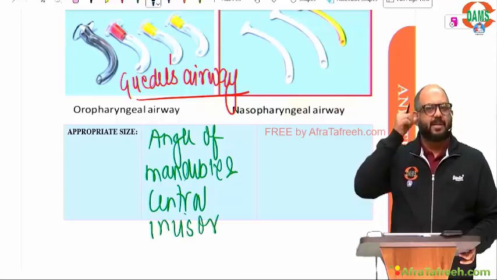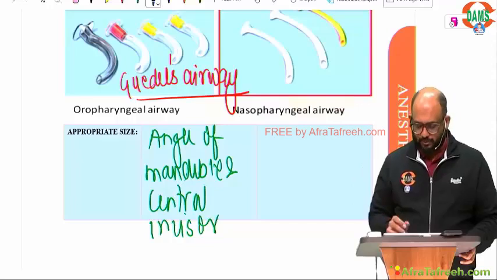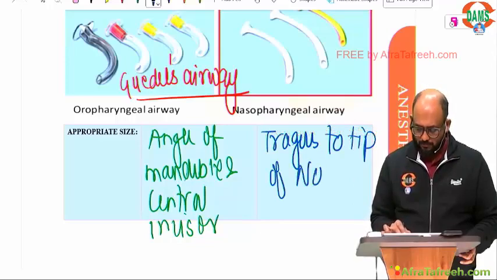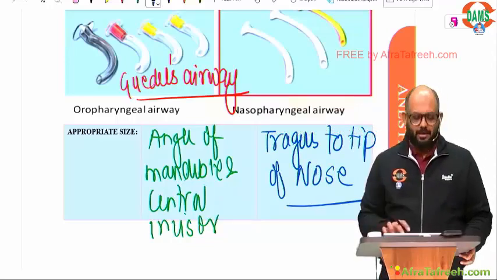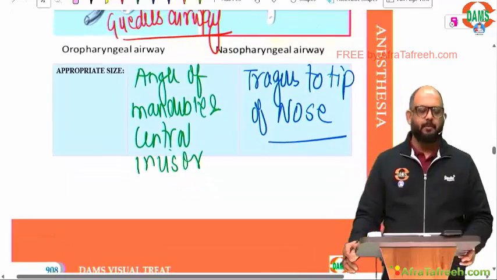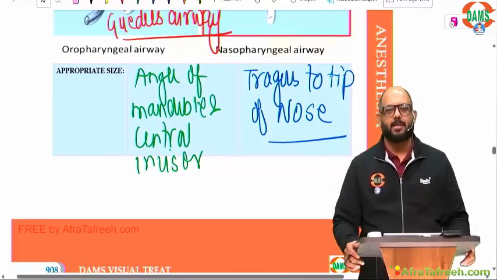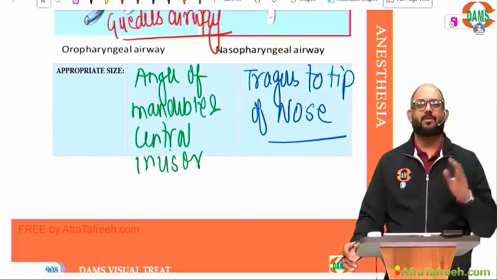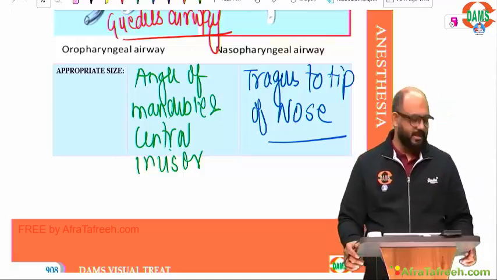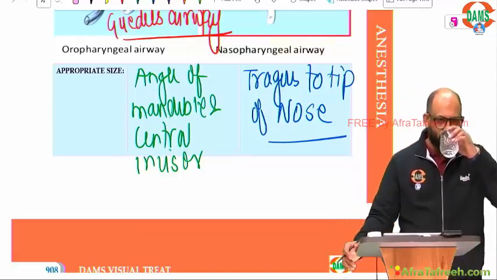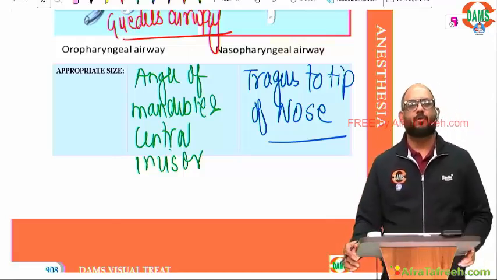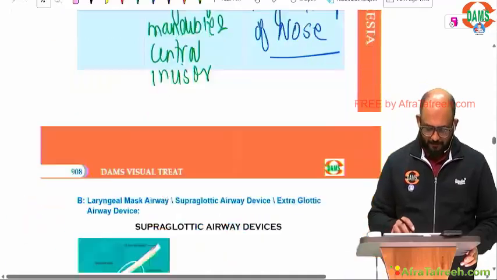For nasopharyngeal airway, tragus to tip of nose. That is the most important question that is being asked in this topic. Tragus to tip of nose. That is choosing the correct size of the oropharyngeal and nasopharyngeal airway.